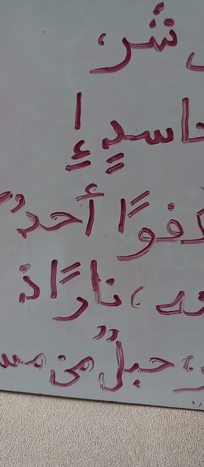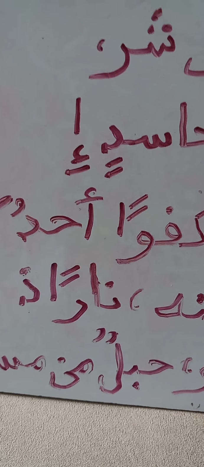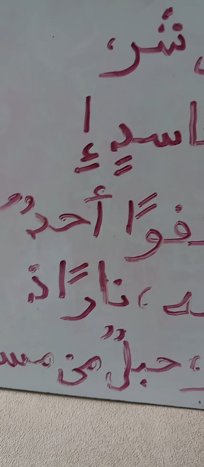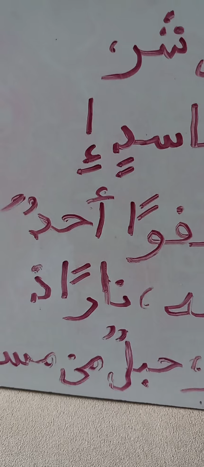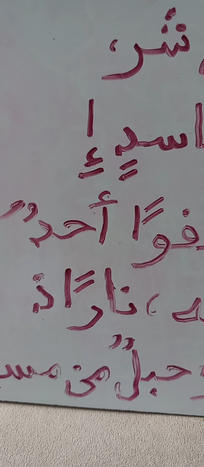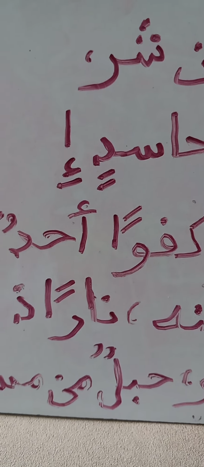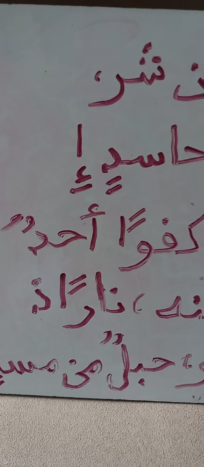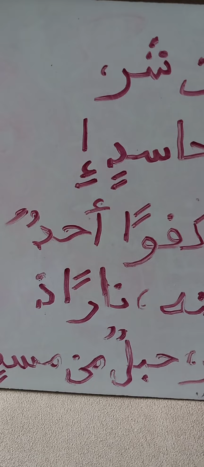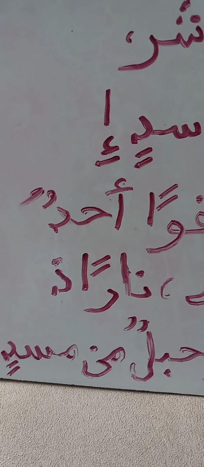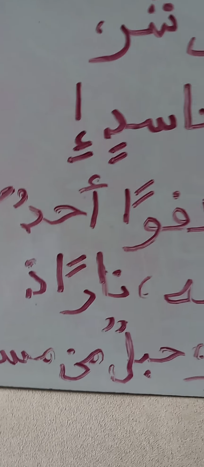Oh, kufuwan, that's the other one. What letter came after the tanween? Alif. So that means that you have idhar. That's why you're reading kufuwan ahad. Again, it's clear. Everything works out there. The last one you have is ahadun.